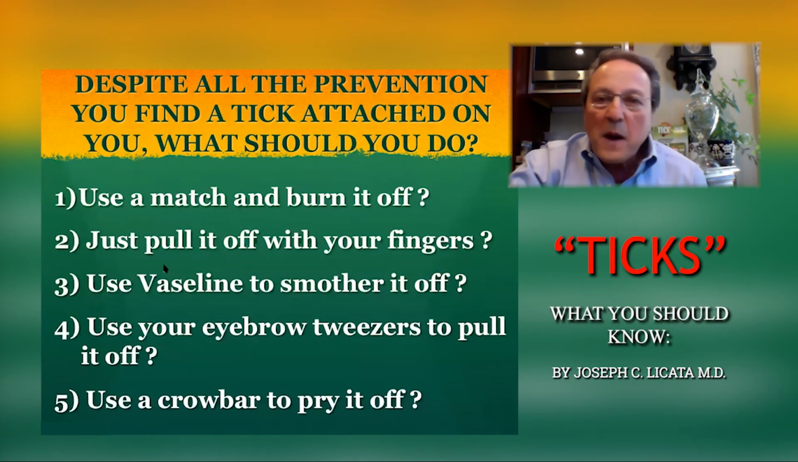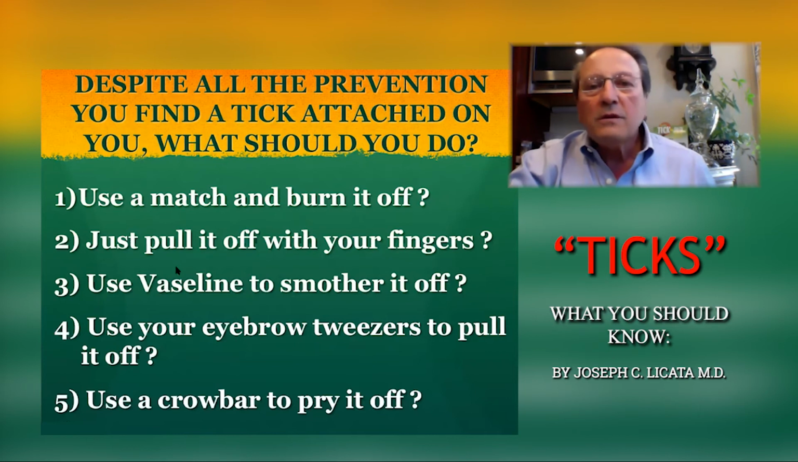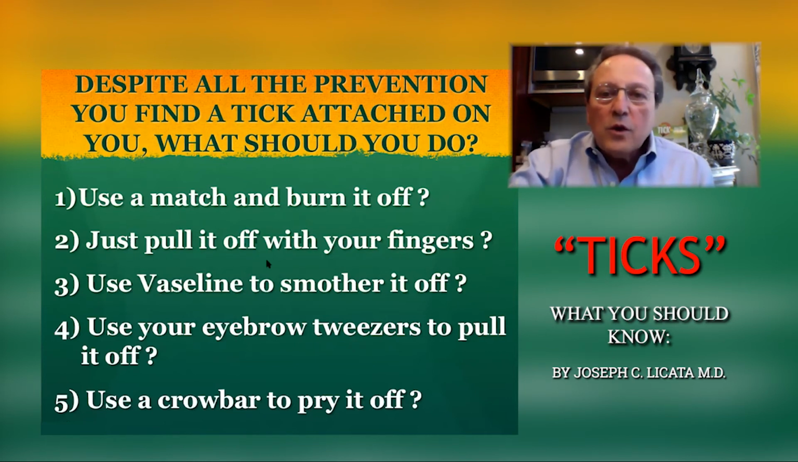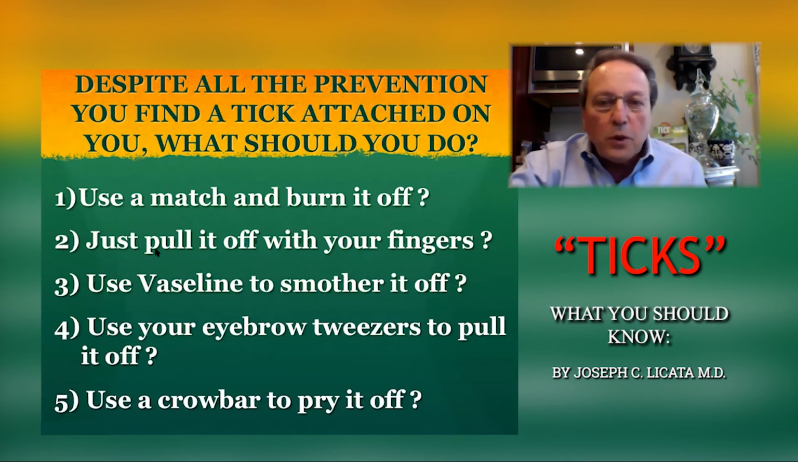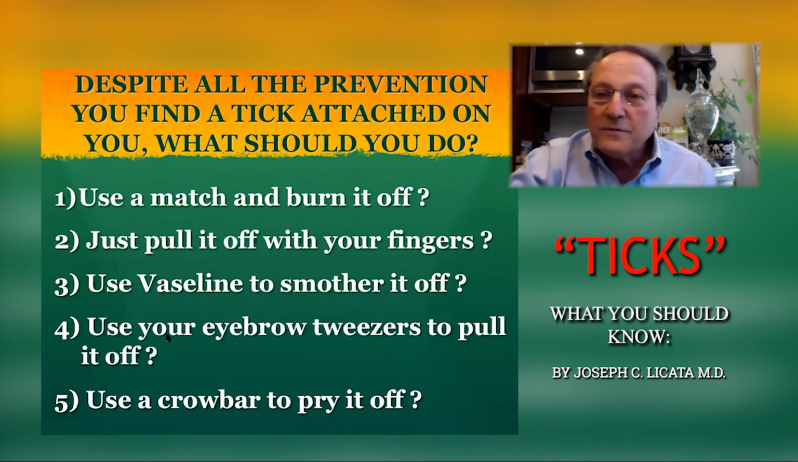So let's say despite all of these prevention methods that you've employed, you find a tick attached on you. So, what should you do? Do you use a match to burn it off? Do you just pull it off with your fingers? Do you use Vaseline to smother it? Or should you use your eyebrow tweezers to pull it off? Or should you use a crowbar to pry it off?